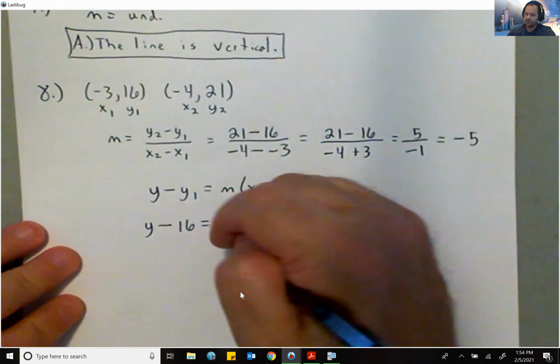So this is definitely a function. It passes the test. Whereas in number 12, this one would not pass the test, because as soon as I draw a vertical line right here, it fails because I hit it twice. Good job.